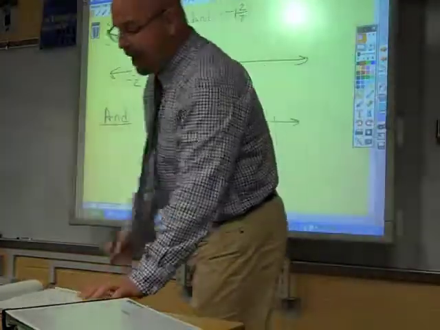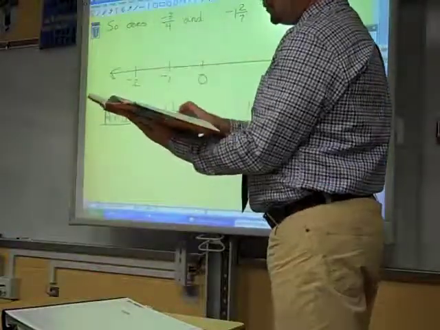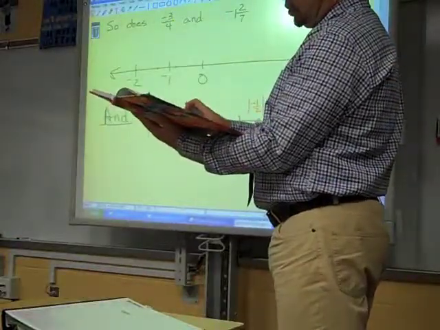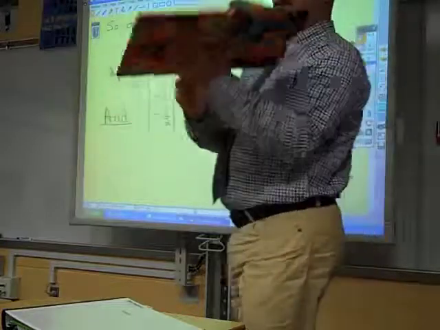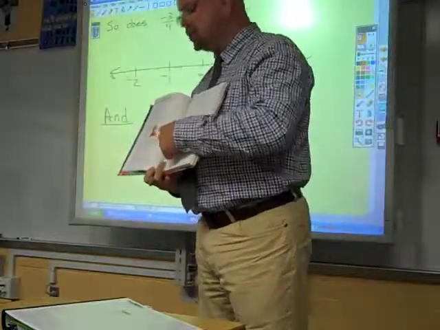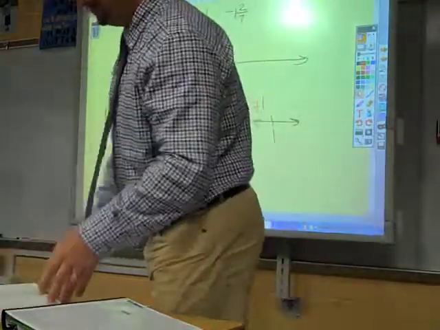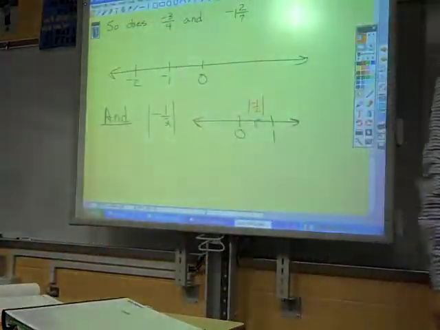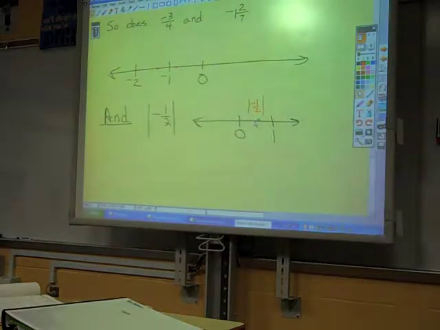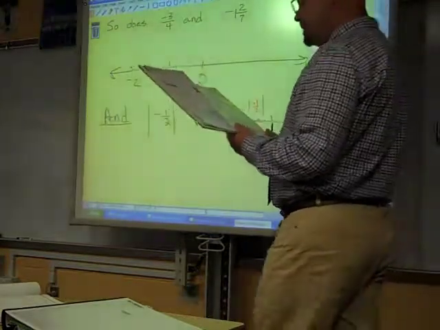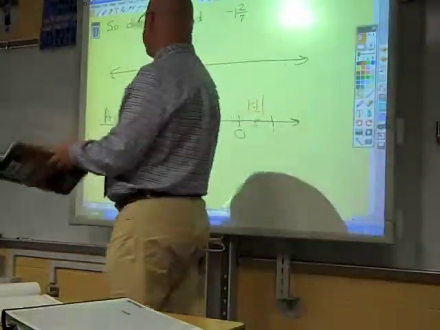Okay, there's some practice for us on page 9. In the middle of the page, questions numbers 1 and 2. Read those. We're going to work on them together. Find the absolute values of 3 2/7 and negative 18/5.